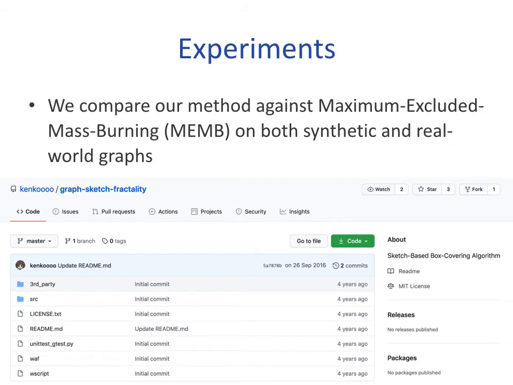So we test our approach now on a number of different synthetic and real-world graphs that I'll describe in the next slides. Most importantly, we compare our method to a method for computing the fractal dimension of a graph, which is known as maximum excluded mass burning, or MEMB in short. This is a widely used method to estimate the fractal dimension of graphs, belongs to the box counting family, and most importantly, the implementation was readily available on GitHub.